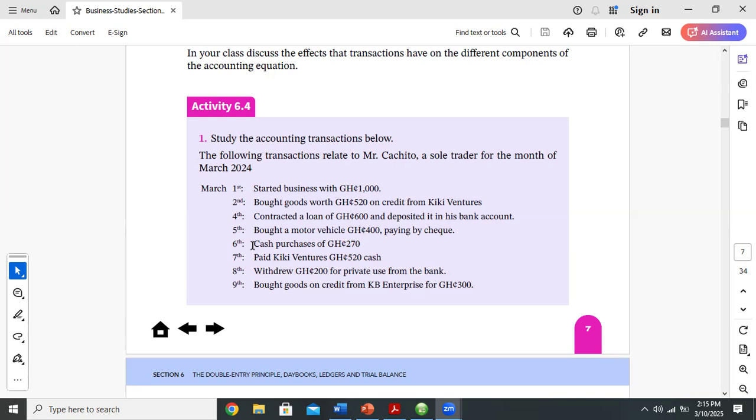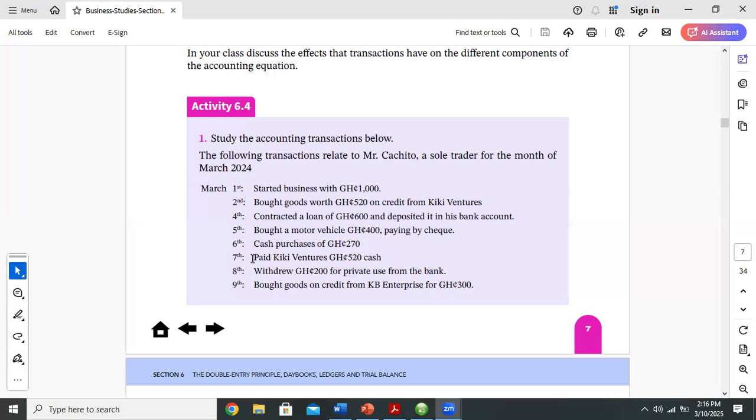Okay, the sixth one is cash purchases of 270 Ghana cedis. I think you all appreciate that the business is purchasing goods using cash, right? Now, as we move on, you begin to get the point that when you see purchases and nothing is attached to it, maybe a land or building or vehicle, then it means it's goods. They purchase goods, right? So that will be an increase in asset, stock, and then a decrease in asset, cash, because we paid cash.